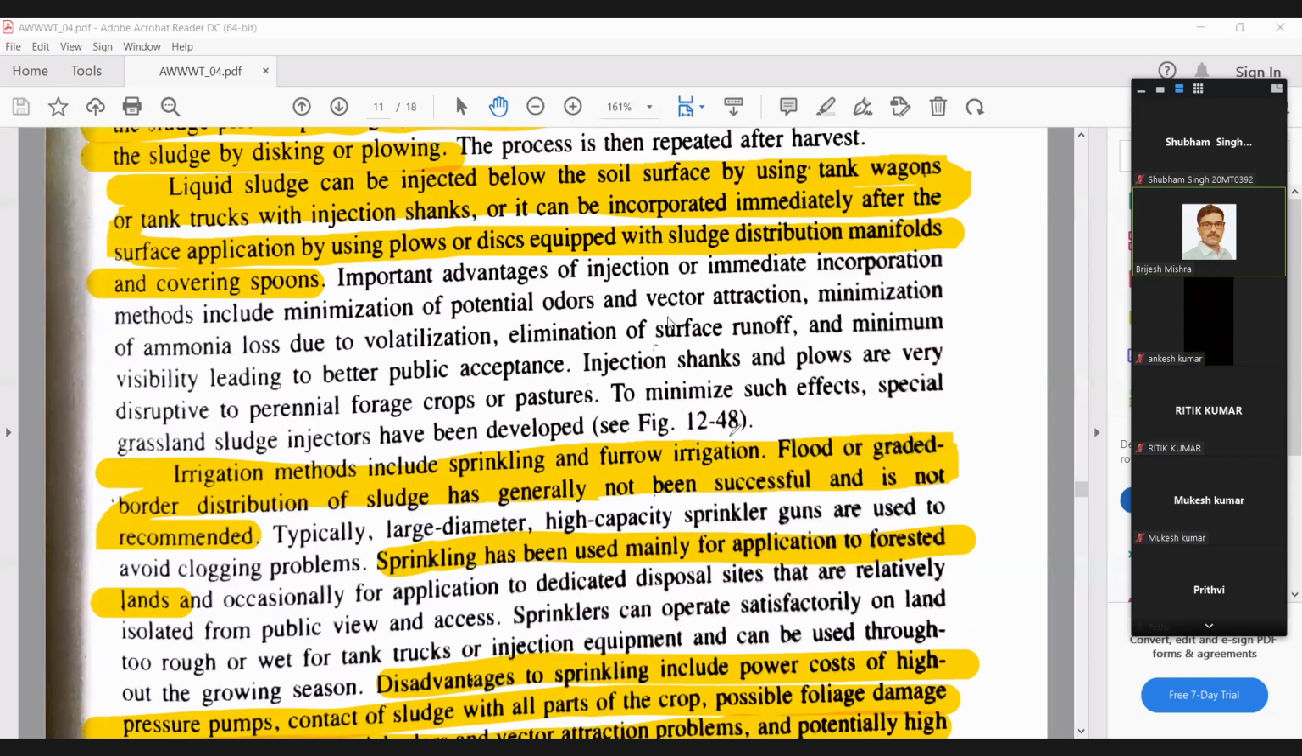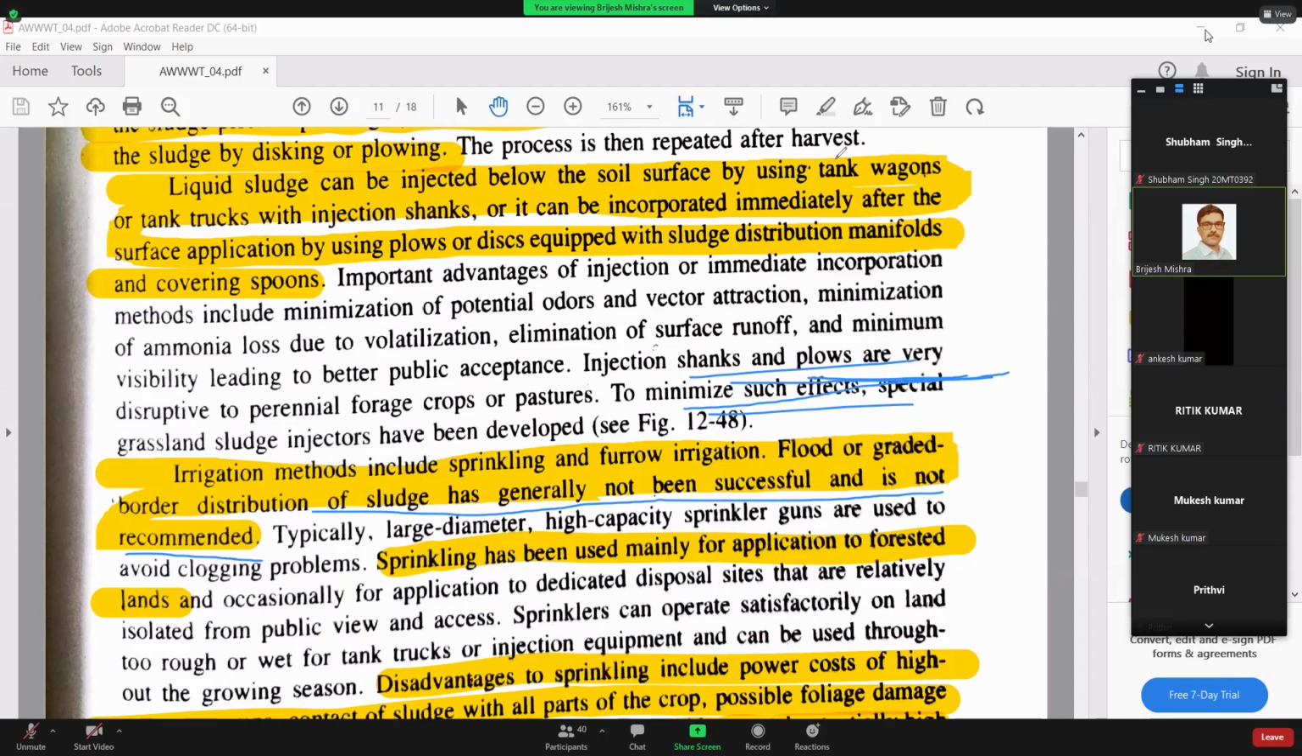The furrow irrigation method is one of the common irrigation methods where water is flowing in a separate furrow. Distribution of sludge this way has generally not been successful and is not recommended. Generally the furrow is used for distribution of irrigation water, and in the same furrow it is not recommended to allow sludge to flow, because what happened?